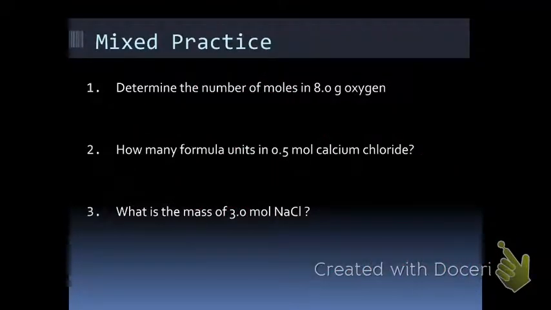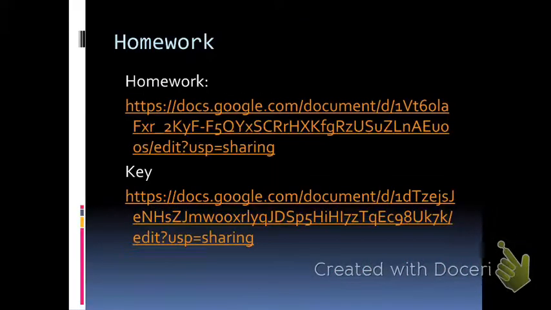My best piece of advice is to practice. So you have a homework and a key here. There's 10 problems for you to check out.